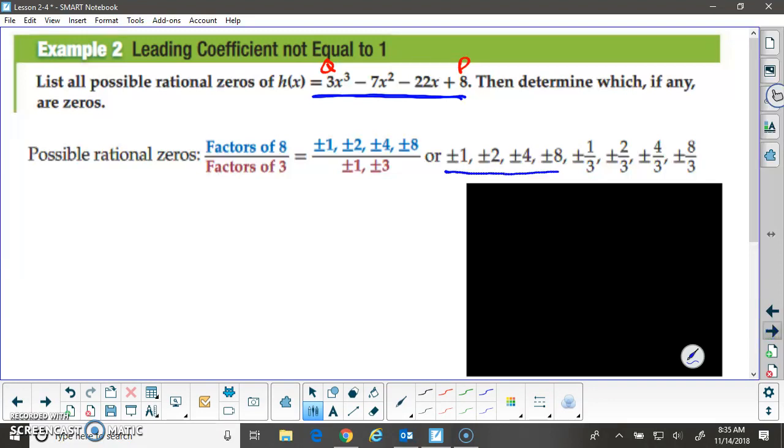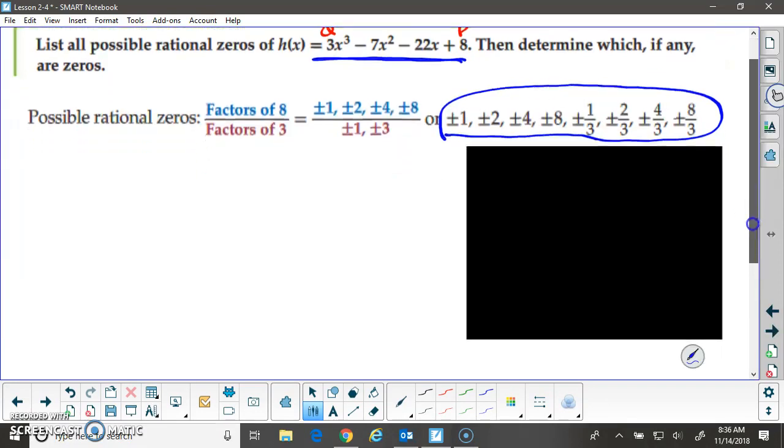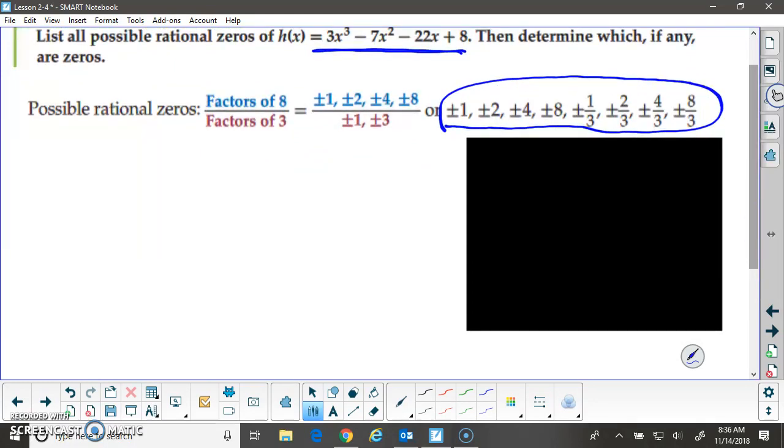So we get 1 over 1, 2 over 1, 4 over 1, 8 over 1, 1 over 3, 2 over 3, 4 over 3, 8 over 3. So that's your list of possible rational zeros. Then to determine if any of them are actually zeros, we have to graph it.